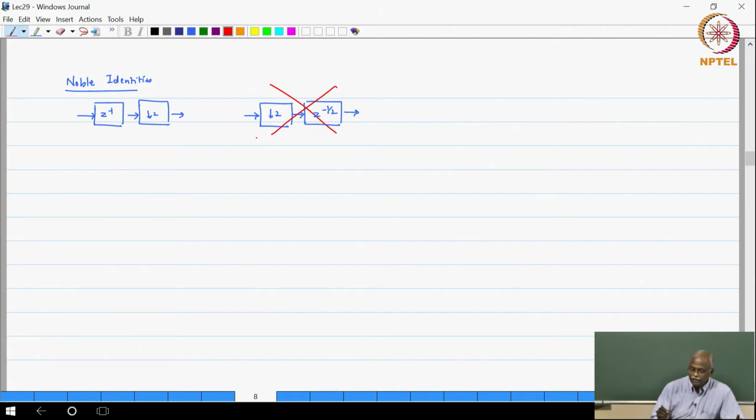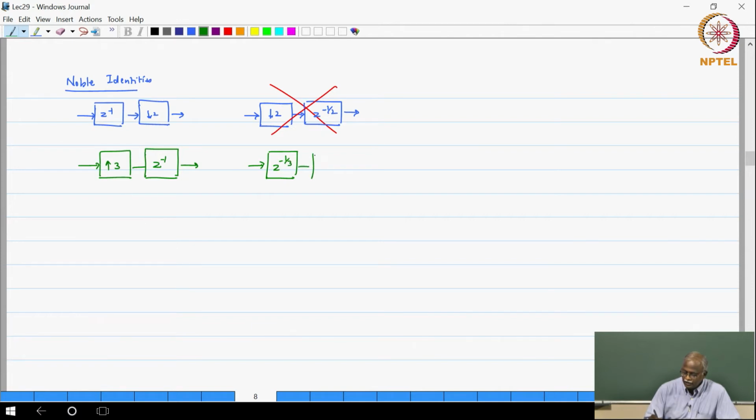Okay, and likewise we cannot do it for the upsampling also. So upsampling by a factor of 3 followed by z^{-1}. If I did the noble identities brute force, then I would get z^{-1/3} upsampled by a factor of L, and this again is not permitted. Okay, because basically fractional delays are not realizable.